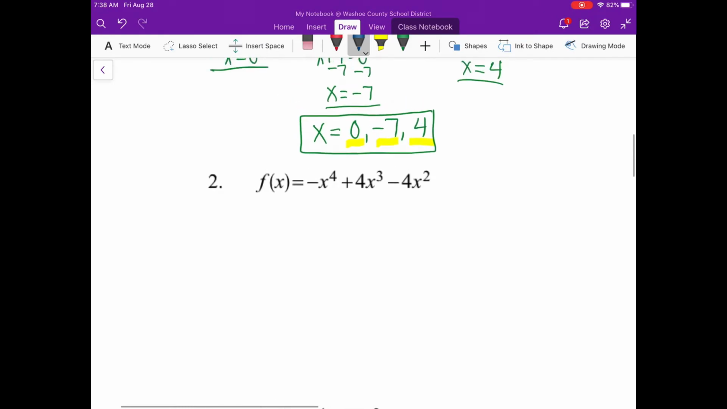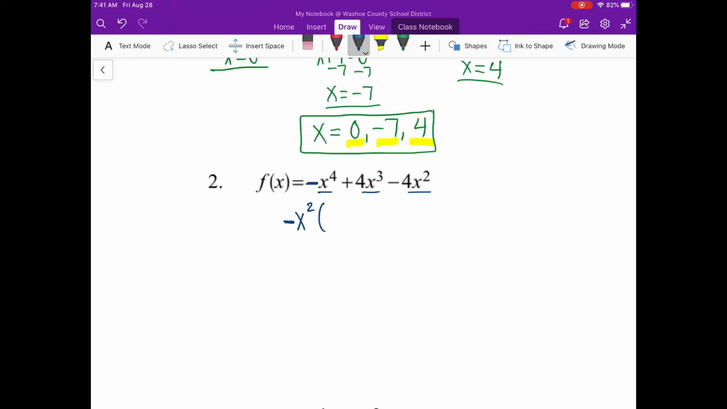All right, so now we have number 2 here. Same thing, try to factor something that they all have in common. So first thing that I see that they all have is some x's, right? So 2 x's can come out here. And anytime that your first term has a negative, just factor that out.